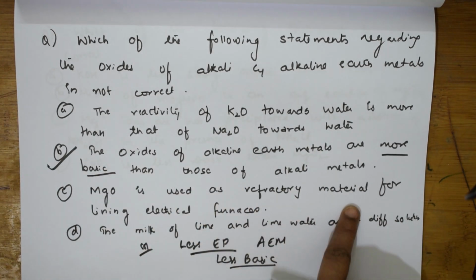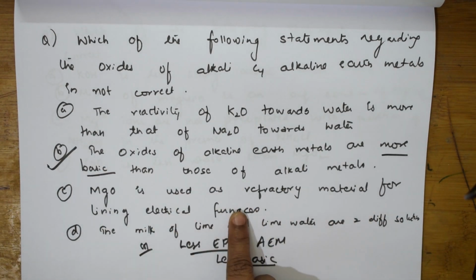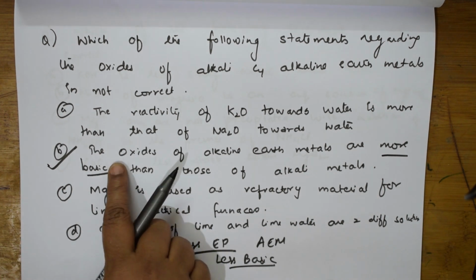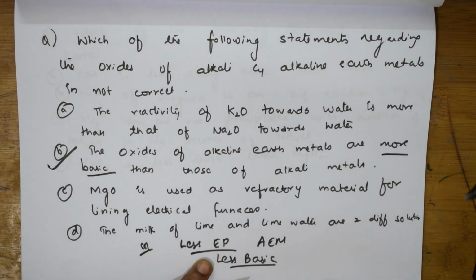MgO is used as a refractory material for lining electrical furnaces. This is right again. The next one: the milk of lime and lime water are two different solutions. Basically, as I already told you in the last video, calcium hydroxide, when it is in the form of a suspension, I call it milk of lime. When it is a clear solution, I call it lime water. So both are the same, only the physical state is different. So this is the wrong statement, and this is the justification.